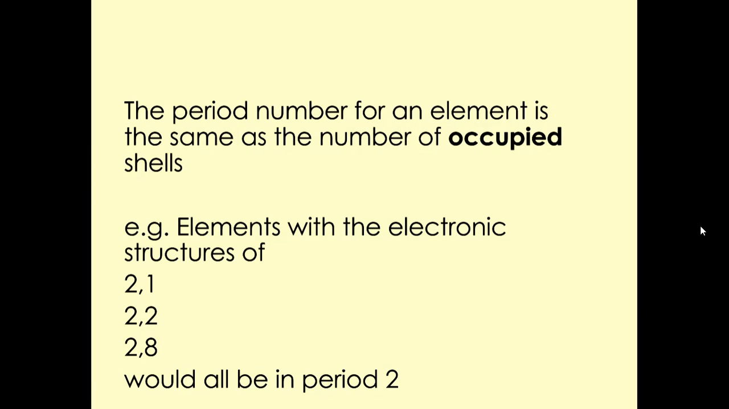For the period number, it's the same as the number of occupied shells. For example, if you've got these 3 elements with the electronic structures of 2,1, 2,2, 2,3, then they're all going to be in period 2 because the number of occupied shells is the number of numbers. Or if you see it drawn out, the number of shells that have got electrons or crosses drawn in them.